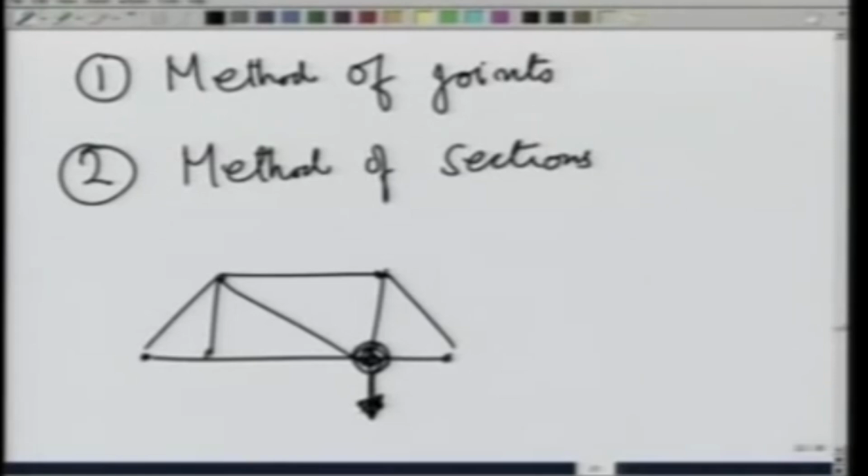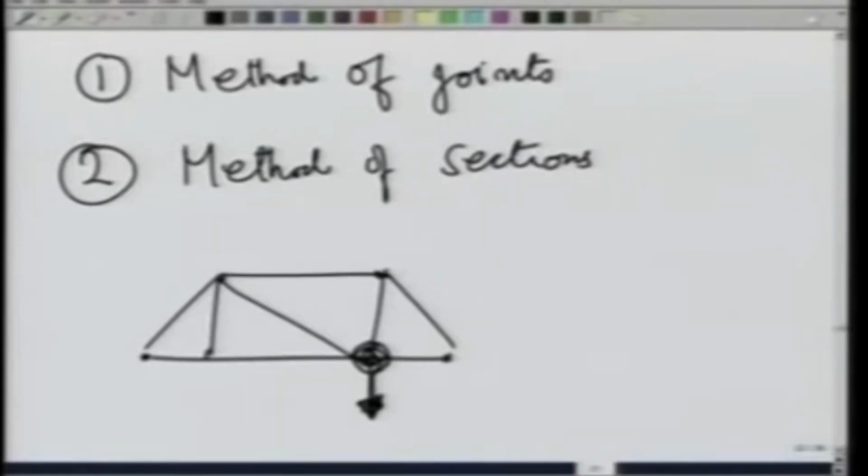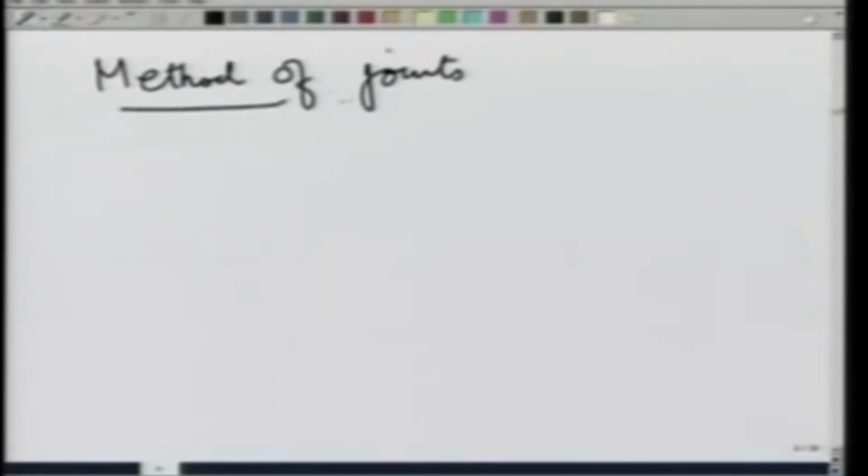In case you have more forces than you can solve for, then you first solve for the reactions at the fixed points, and then because there are only two members at those fixed points, you can solve for the forces in those members and then go on to the next joint and so on. I am going to demonstrate the method of joints through several examples.